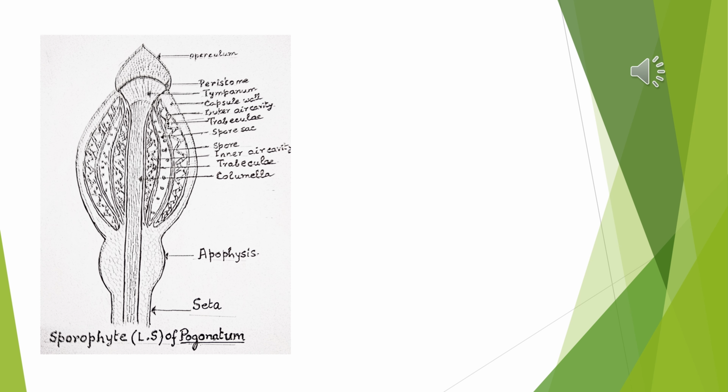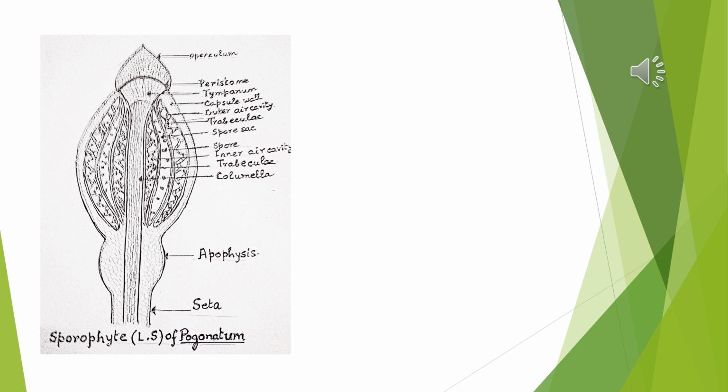The diagram shows from top to bottom. Top, capsule. Next is the apophysis, that is the chlorophyllous tissue having stomata, and at the bottom is the seta. Now the capsule consists of, from top to bottom: 1. Operculum, that is the lid; 2. The peristome, that is the specialized structure for spore dispersal; 3. Tympanum, a drum-like structure just beneath the peristome.